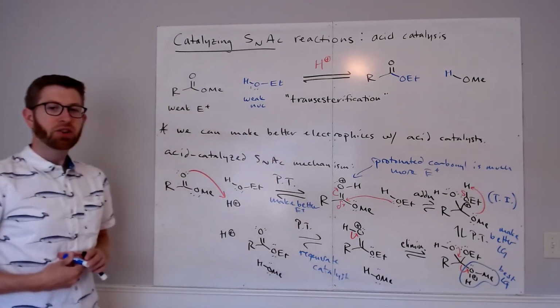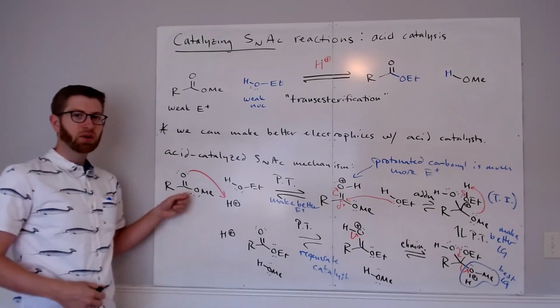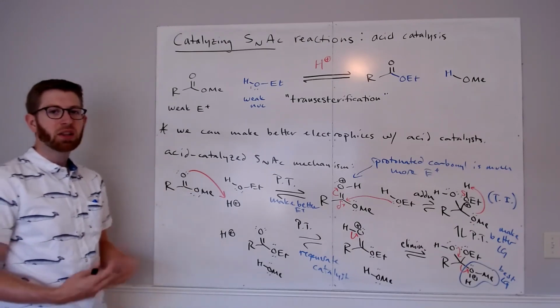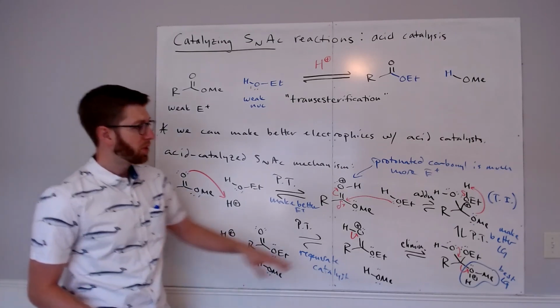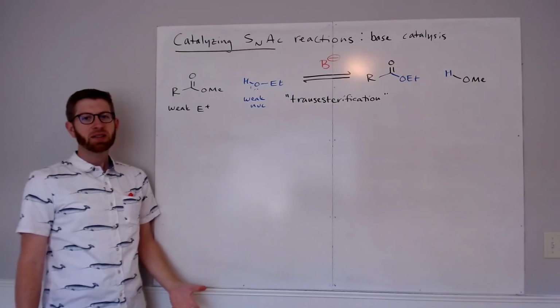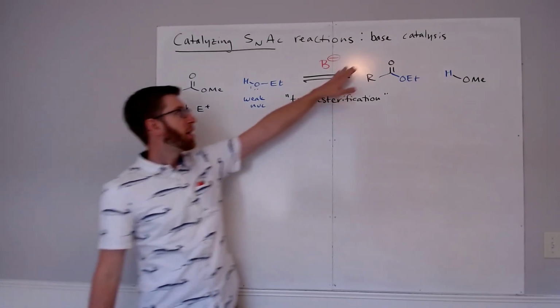So H+ actually does quite a bit of work here, right? We both make our initial electrophilic center better so that we can actually form the tetrahedral intermediate, but it also accelerates eliminating the group that we need to eliminate in the middle of the mechanism. Pretty clever, yeah? It may not come as a surprise that if acid catalysis is one of our options, base catalysis may be another.